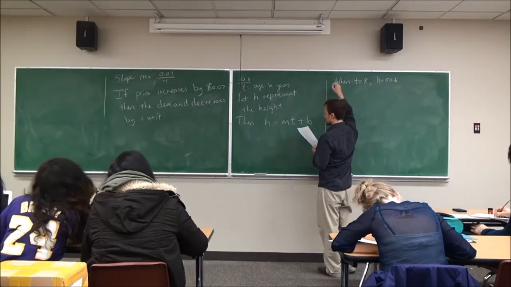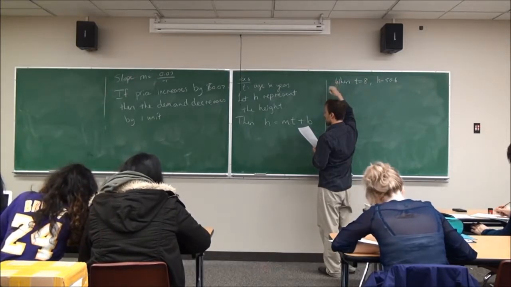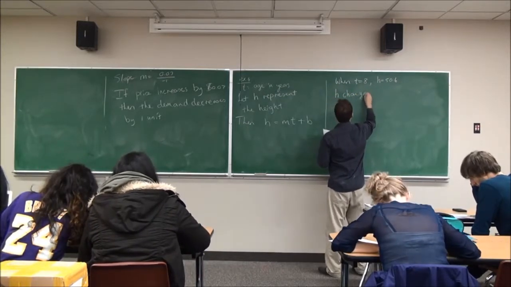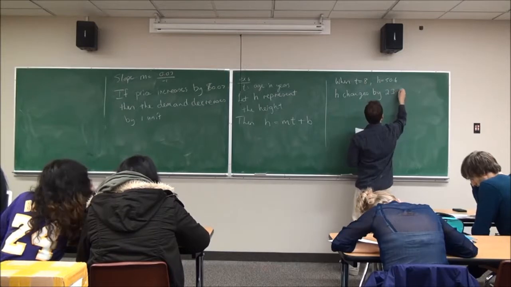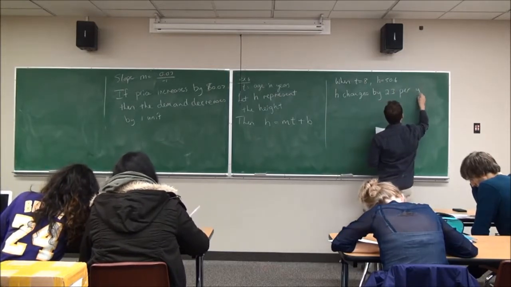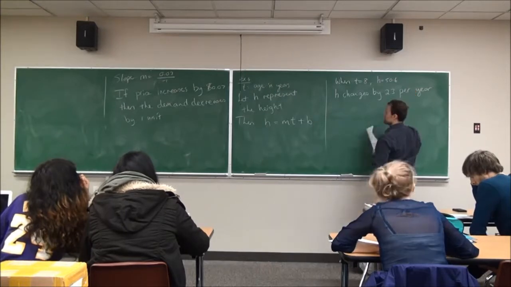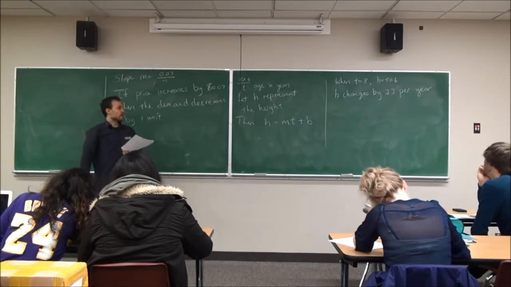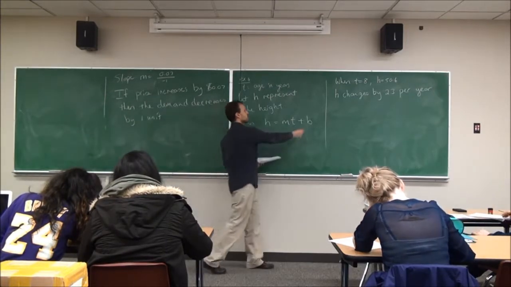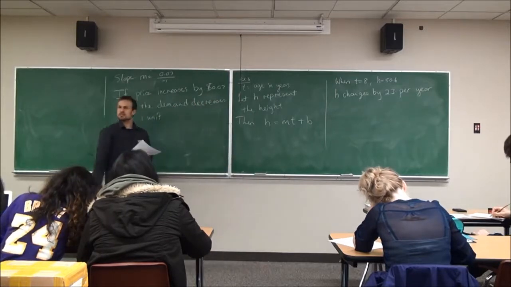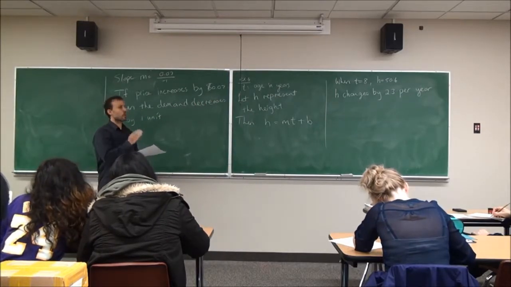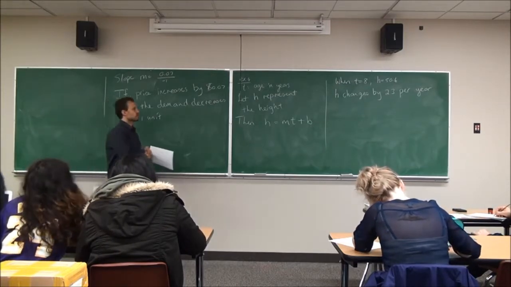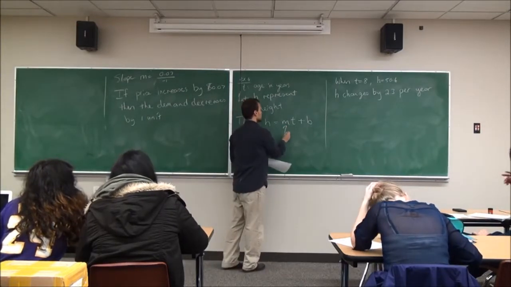And then they also give me that the height changes by 2.3 inches per year. H changes by 2.3 per year. Okay? Those are the only 2 pieces of information that they give me. Can I find b right away? Doesn't seem like it. b is the y-intercept, right? So they have to give me h when t is 0, and they don't give that to me. So I can't write that in right away, so I want to do the slope next.